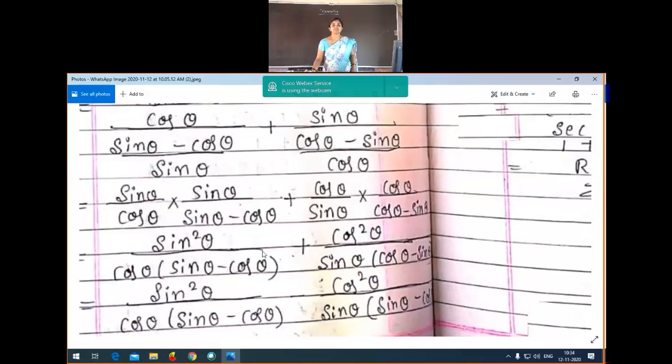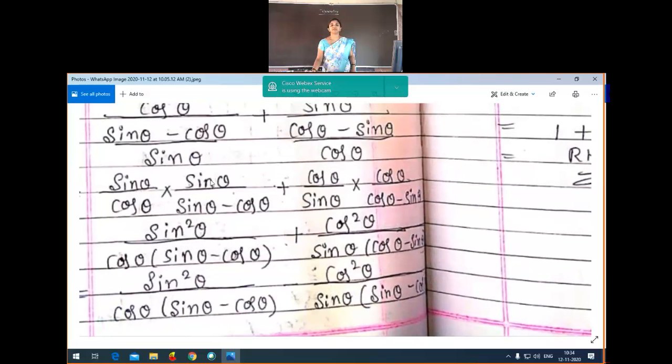Yes. Now just multiplication of numerator into numerator, denominator into denominator. Sin theta into sin theta is sin square theta. Here cos theta into sin theta minus cos theta is cos theta into sin theta minus cos theta. Plus here cos theta into cos theta is cos square theta. Then sin theta into cos theta minus sin theta is sin theta into cos theta minus sin theta.